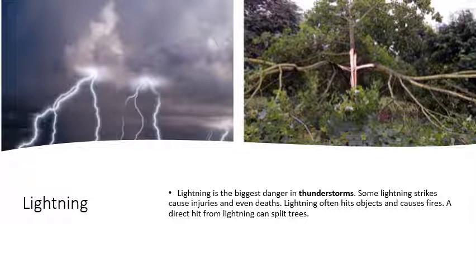Lightning is the biggest danger in thunderstorms. Some lightning strikes can cause injuries and even death. If someone gets hit by lightning, they will probably die. It often hits objects and causes fires, and a direct hit from lightning can split trees in half. Look at this over here. Lightning can split the trees.